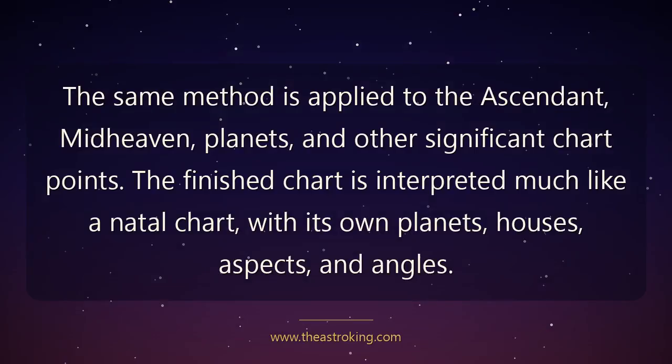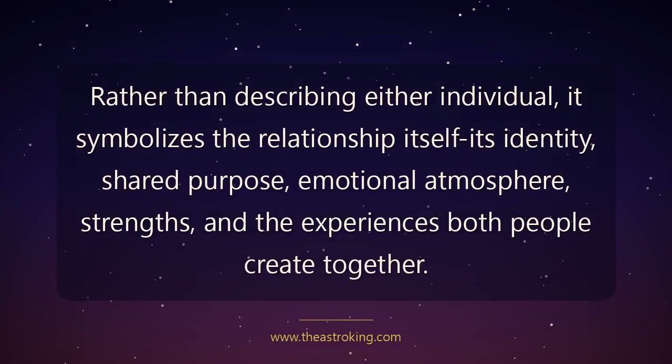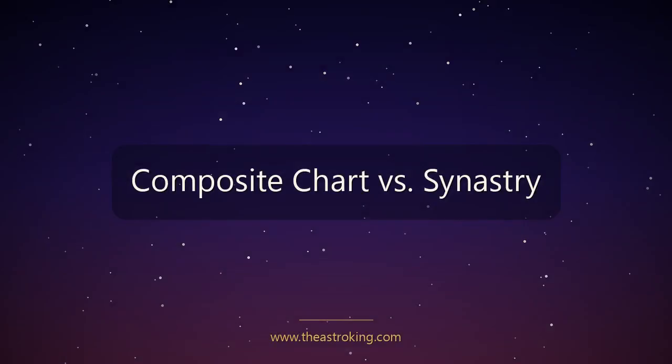The finished chart is interpreted much like a natal chart, with its own planets, houses, aspects, and angles. Rather than describing either individual, it symbolizes the relationship itself, its identity, shared purpose, emotional atmosphere, strengths, and the experiences both people create together. Composite chart versus synastry.